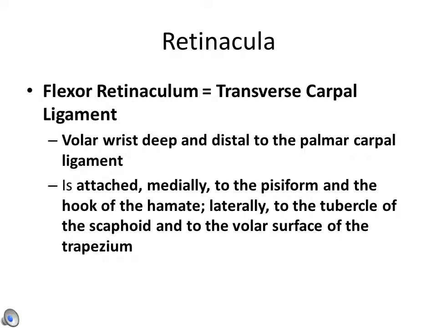The flexor retinaculum, also known as the transverse carpal ligament, is on the volar or palmar side of the wrist, deep and distal to the palmar carpal ligament. It is attached medially to the pisiform bone and the hook of the hamate, and laterally to the tubercle of the scaphoid and the volar surface of the trapezium.